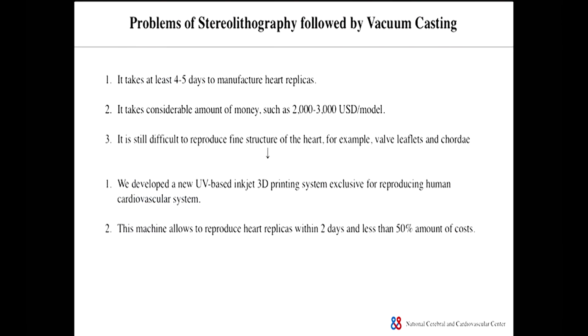But there are several problems with stereolithography followed by vacuum casting. It takes at least 4 or 5 days to manufacture hard replicas, and costs $2,000–3,000 per model, which is expensive. And of course, it's very hard to reproduce fine structures of the heart, for example, valve leaflets and cords. So next, we developed a new UV-based inkjet 3D printing system exclusively for reproducing the human cardiovascular system. This machine allows us to reproduce heart replicas within just 2 days, at less than 50% of the cost, though it still costs about $1,000 per model.